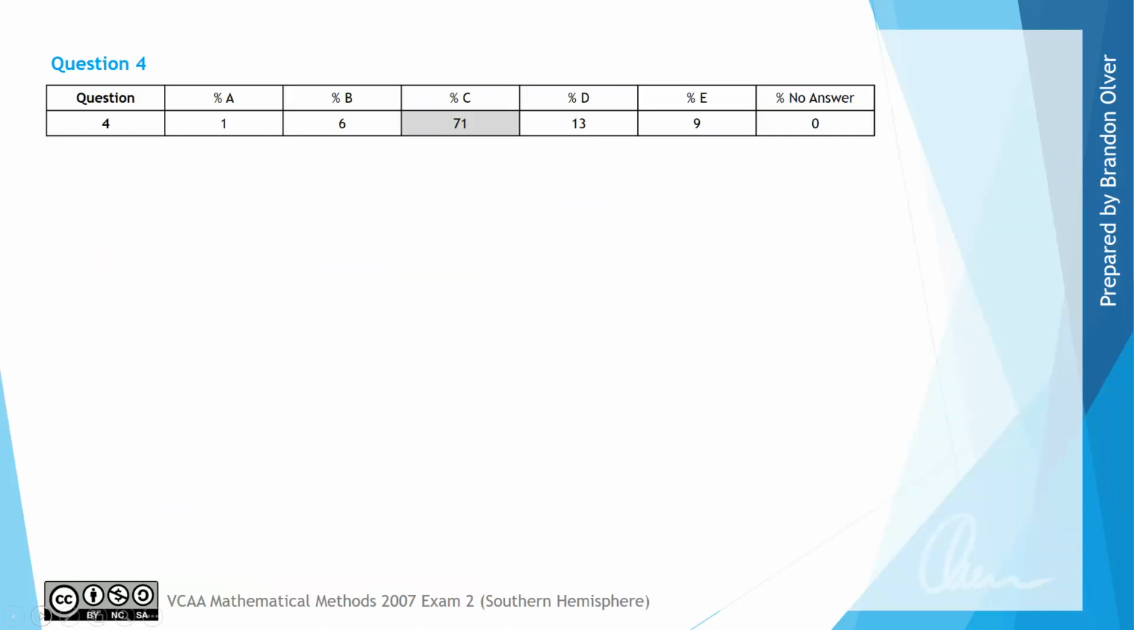From the examiner's report we can quickly see that 71% of students managed to get this question correct. I'd just like to point out that the 9% of students that got E as their answer may have misused brackets when substituting values into a longer version of the formula without using their calculator. That's a really important reason for why we use the calculator, as it's less likely to make those mistakes that we might have if we had attempted it by hand.